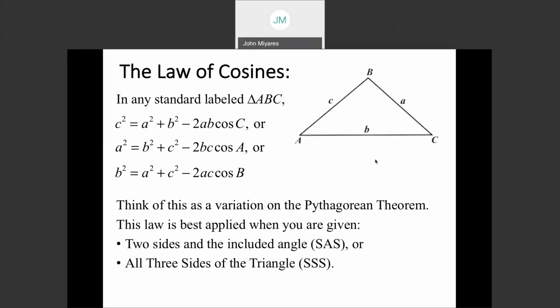But ultimately, what this is saying is that if you want to find the length of one side and you know the lengths of the other two and the measure of the angle between those two sides, then we can plug them into this formula to get the length of the third side. So this formula is going to work best if you have two sides and the angle in between, but it will also work well if you're given all three sides, A, B, and C. Plug them into the formula and you'll be able to solve for angle C.